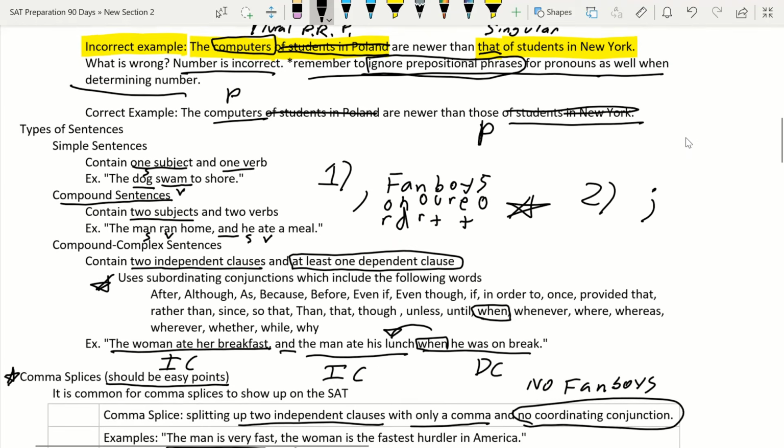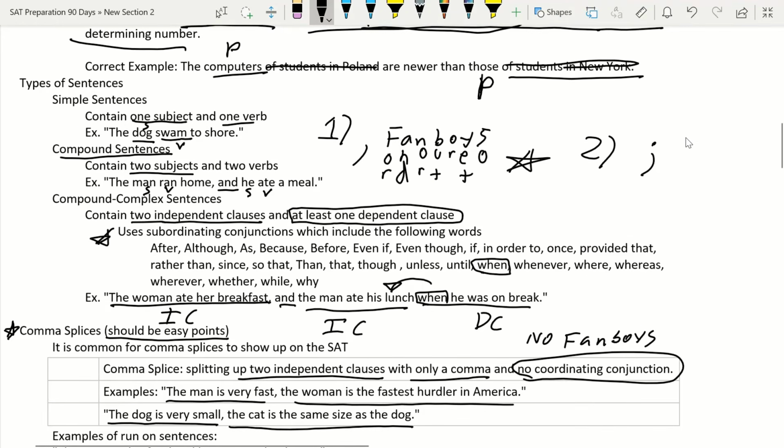All right, next. We talked about types of sentences, right? We talked about simple sentences, how they contain one subject and one verb and form one complete thought. We talked about compound sentences, having two subjects and two verbs, right? You have two independent clauses connected by a comma and a fanboy. That's our first option. Or a semicolon and no fanboy.